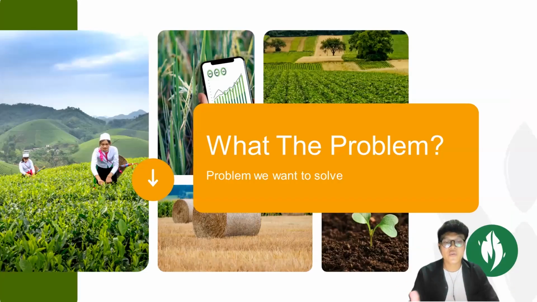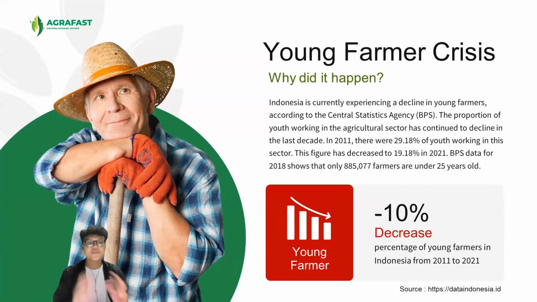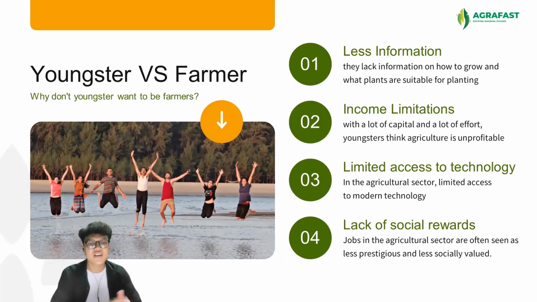So, what is the problem we want to solve in this Capstone? The first problem is the crisis of young farmers. According to Badan Pusat Statistik (BPS), young farmers have decreased by 10% from 2011 to 2021. According to BPS data in 2018, there are only around 800,000 farmers under 25 years old in Indonesia. So why don't youngsters want to be farmers?